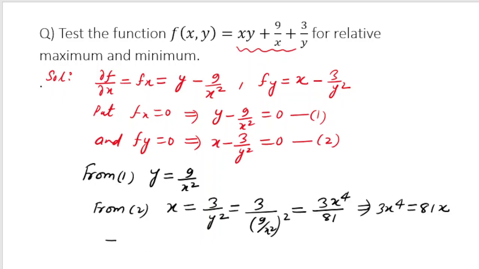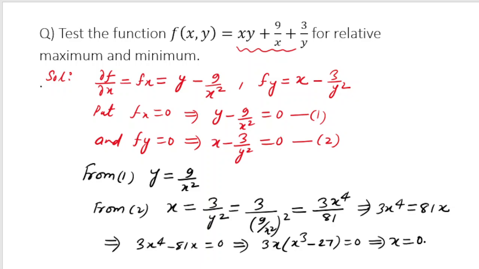So simplifying further, I am continuing in this direction. I can write 3x to the power 4 minus 81x is equal to 0. I can take 3x common. So I will get x cube minus 27 is equal to 0. Now this will give me 2 points, that is x is equal to 0 and x is equal to 3.